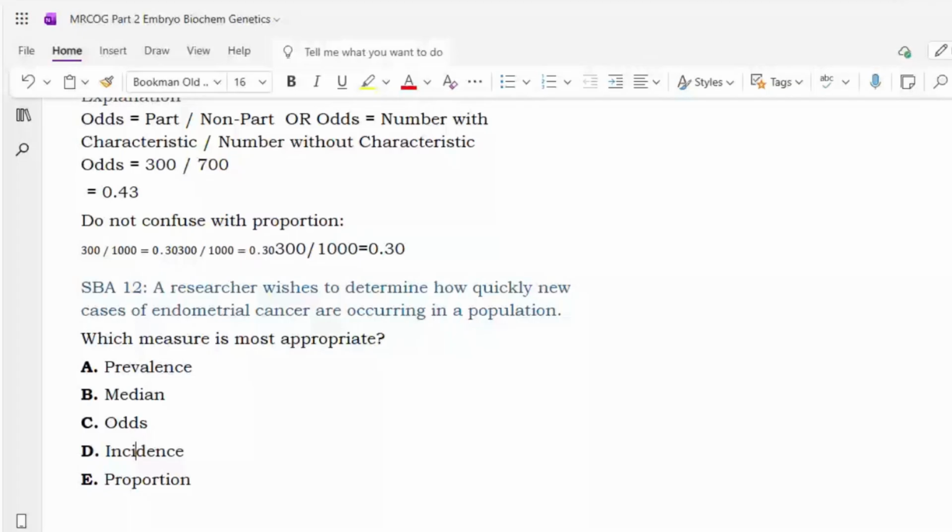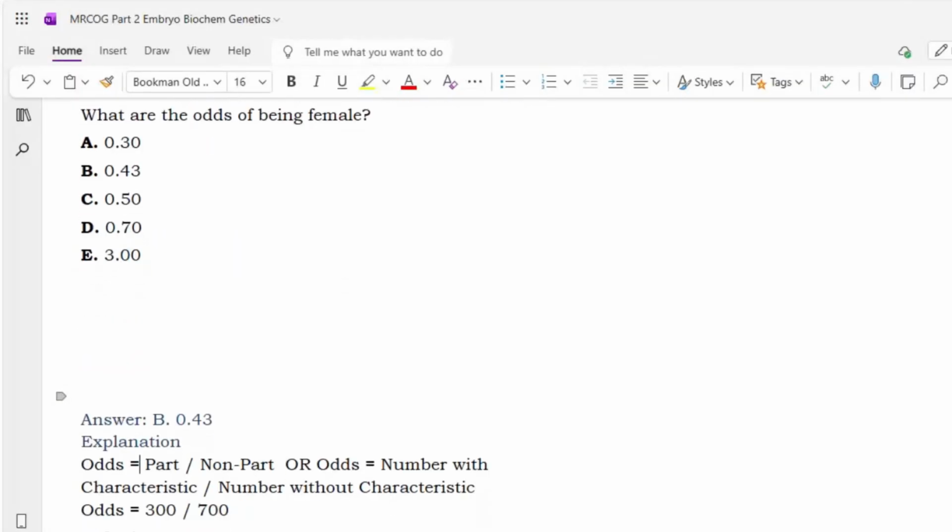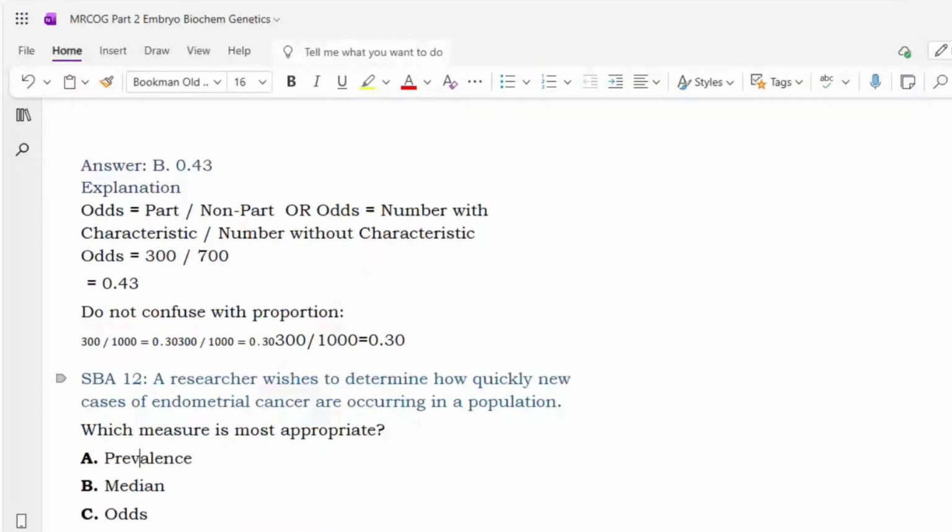Just do not confuse it with the proportion. Proportion is 300 divided by 1000, that is 0.3. So it is not a proportion among the whole. Because there were 300 females and 700 males, the total population was 1000. Otherwise the proportion for females will be 300 divided by 1000, and 700 divided by 1000 for males, but we are talking about the odds. That is another thing you should remember: we are talking about the odds and not the proportion.